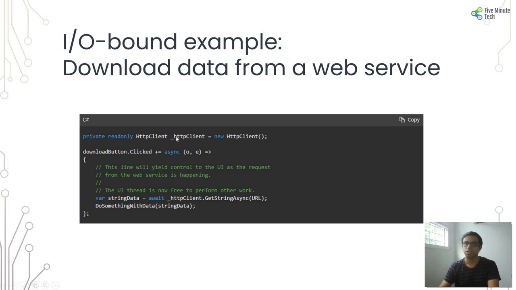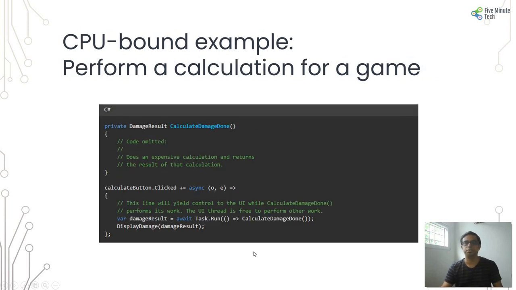If you see, we have an HttpClient, a button is clicked and it fetches the data from a designated URL, and then the data is used for certain operations. So this is an input-output operation. Similarly, a CPU-bound operation example is performing a calculation for a game or something, where when it is clicked, you do a Task.Run and a substantial amount of calculation is done and then the result is displayed.